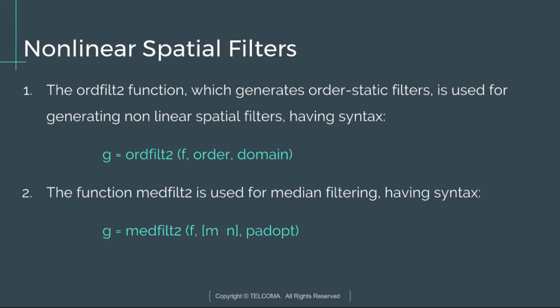Next is nonlinear spatial filters. Function ordfilt2 computes order statistic filters. These are nonlinear spatial filters whose response is based on ordering the pixels contained in an image neighborhood and then replacing the value of the center pixel in the neighborhood with the value determined by the ranking result. The syntax for function ordfilt2 is shown here. This function creates the output image g by replacing each element of f by the ordered element in the sorted set of neighbors specified by the non-zero elements in domain.